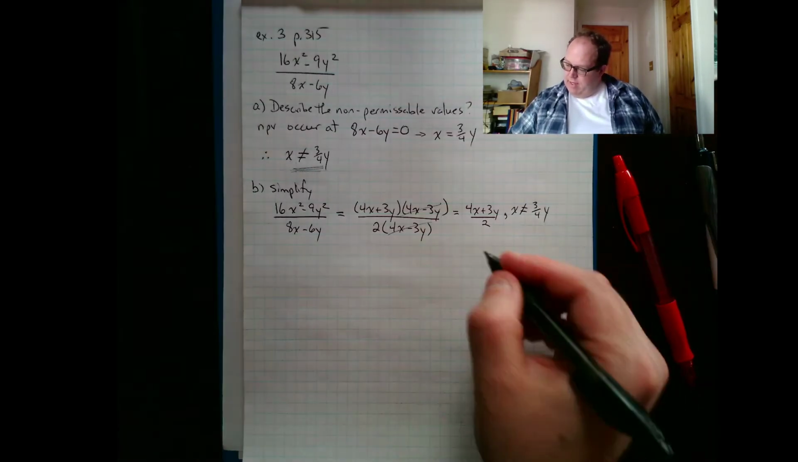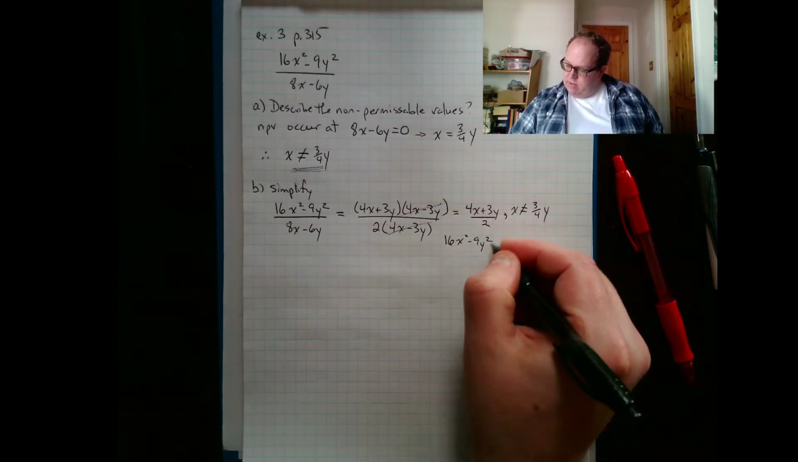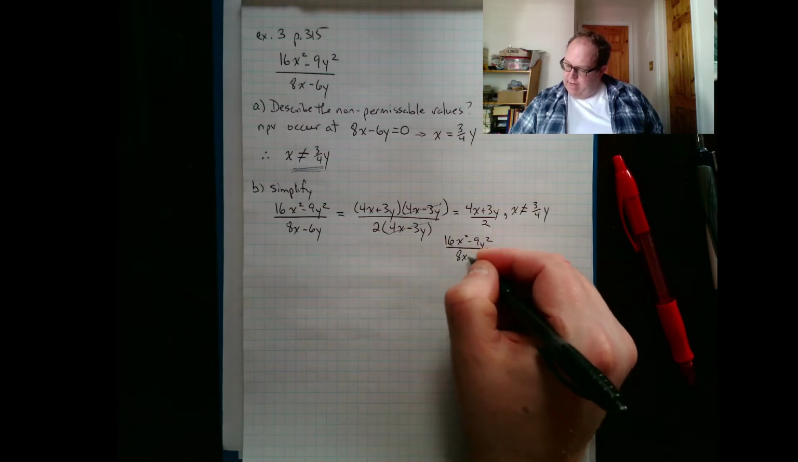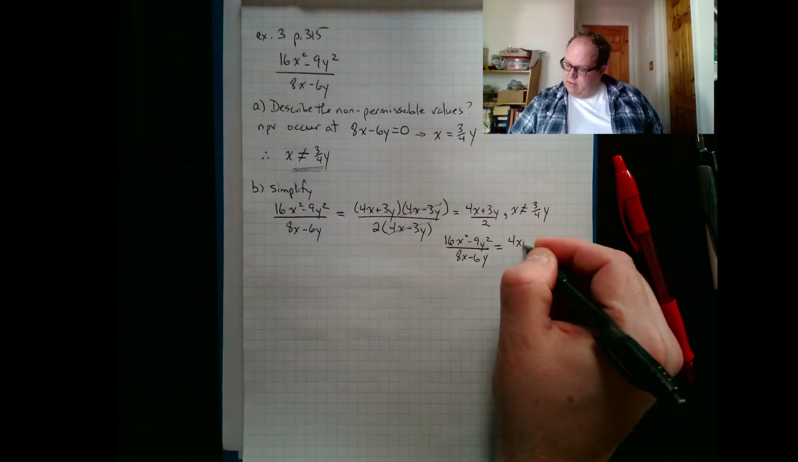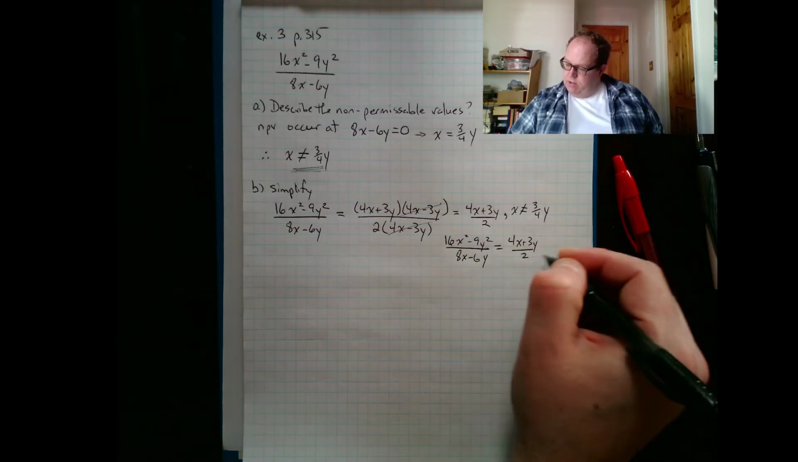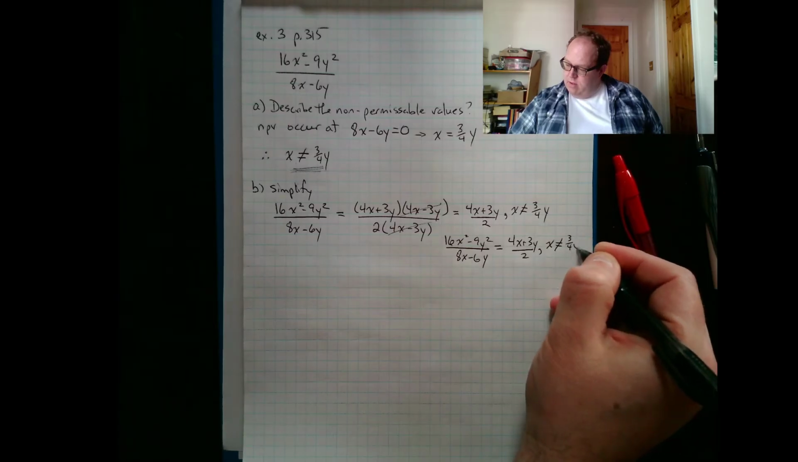And if I summarize that, I would say that 16x squared minus 9y squared over 8x minus 6y is equivalent to 4x plus 3y over 2, so long as x does not equal 3/4 of y.